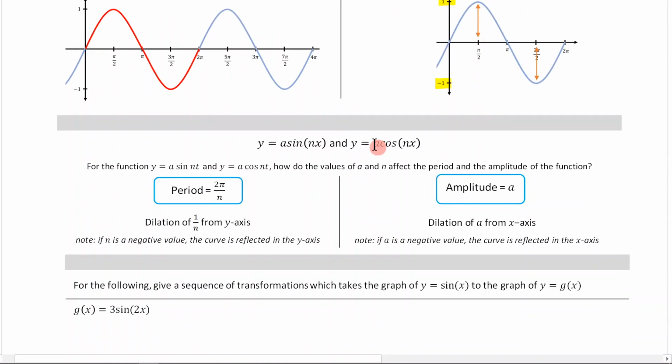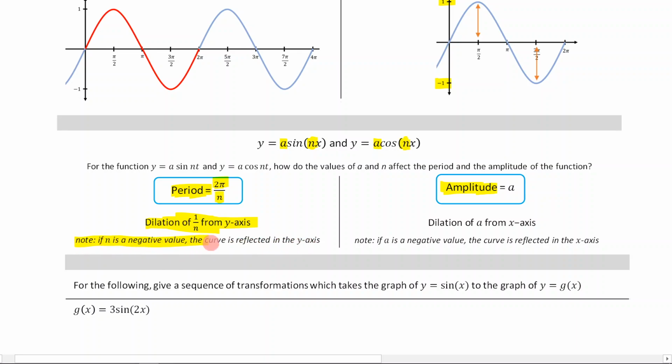Then we've just got down these general rules that you're going to use to find the period and the amplitude. So as you can see here, what you need to take note of is we have sine of x, but then we have an a in front and then an n next to our x, and the same thing here. To find the period, you go 2 pi over n, and remember that n is here, it's here. The amplitude is far easier. It's just whatever is in front of the function. Easy peasy. Remember that a dilation of 1 over n for the y-axis, so that's what we were talking about before in that presentation. Note, if n is a negative value, the curve is reflected in the y-axis.